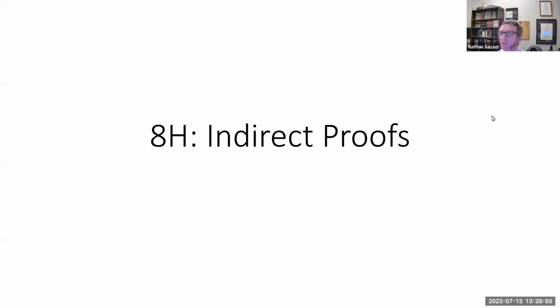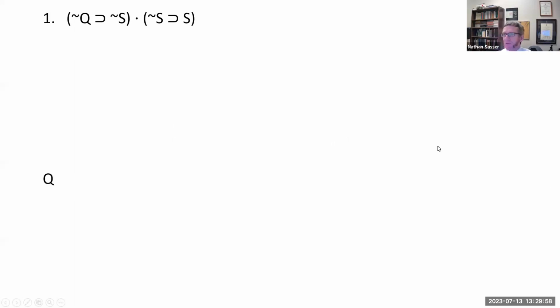All right, in this video, I want to give you an example of how to do an indirect proof, like we see in chapter 8, section H. So let's say we've got this problem. We're given one premise: if not Q, then not S, and if not S, then S. And the conclusion we're supposed to get to is Q.